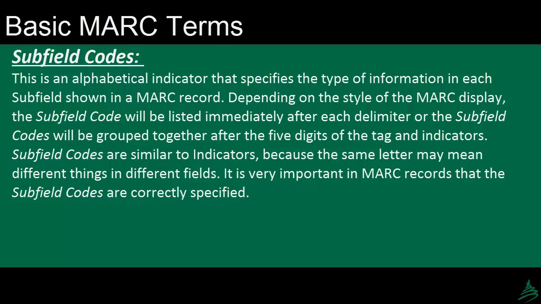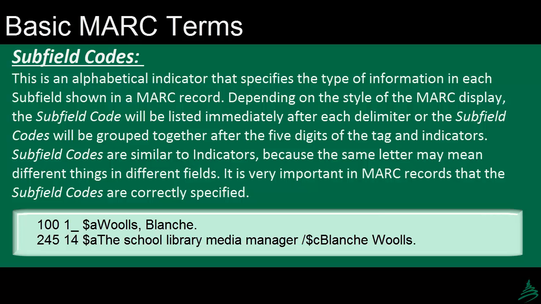If we go back to our previous screen, the 100 field, the subfield A, doesn't mean title, but in the 245, the subfield A does mean title. So you've got different codes, different numbers, different meanings in each of the tags.